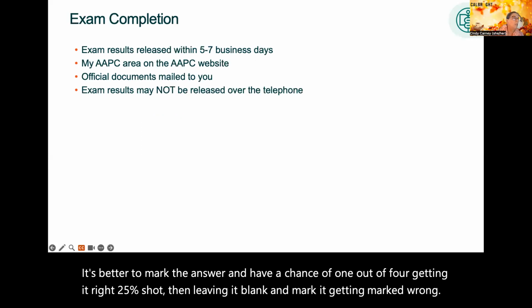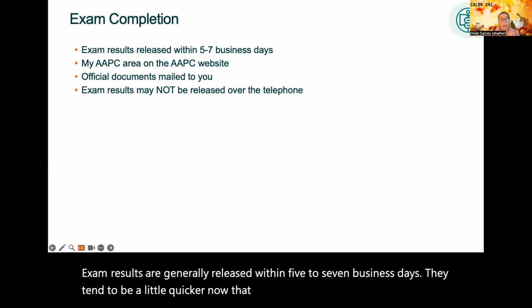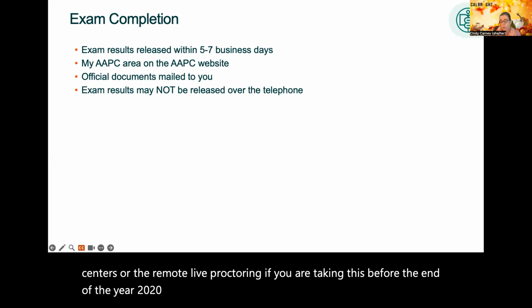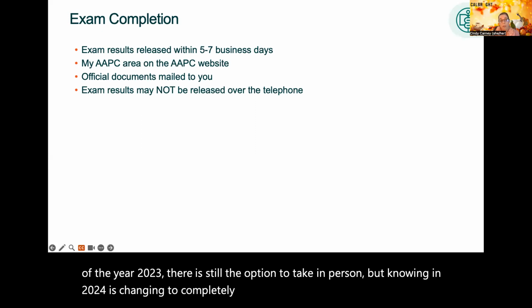Exam results are generally released within 5 to 7 business days. They tend to be a little quicker now that it's electronic and they're using testing centers or the remote live proctoring. If you are taking this before the end of the year of 2023, there is still the option to take in person. But knowing in 2024 is changing to completely either testing center or remote live proctoring.